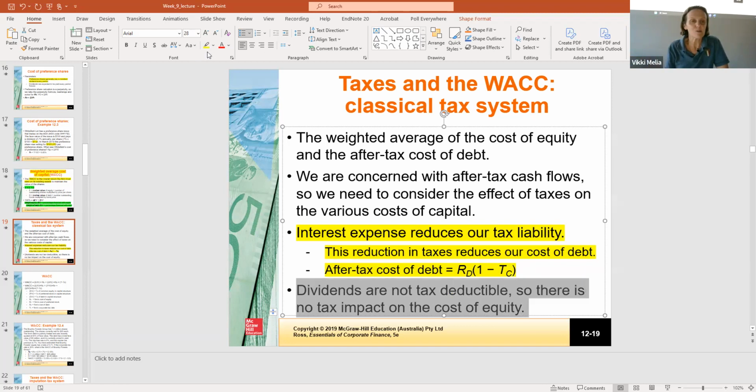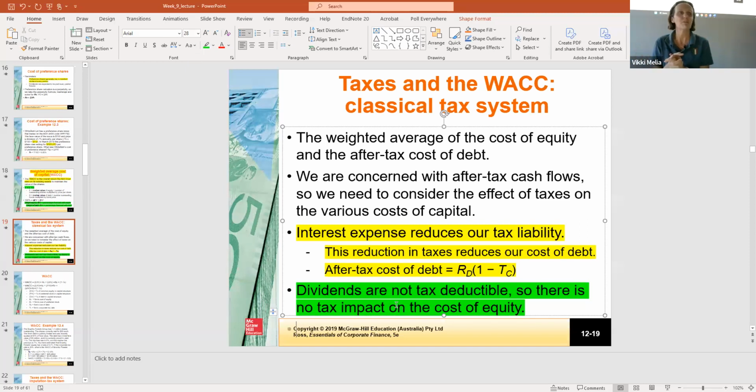And the point underneath is also an important one. Dividends that are paid on shares, they're not a tax deduction. There's no tax saving from paying dividends. So we don't measure the cost of equity after tax. There's no tax impact on that cost. So we measure the cost of debt after tax, but there's no tax impact on the cost of equity. And it's because interest reduces our tax bill. It's a tax saving for us if we incur interest.